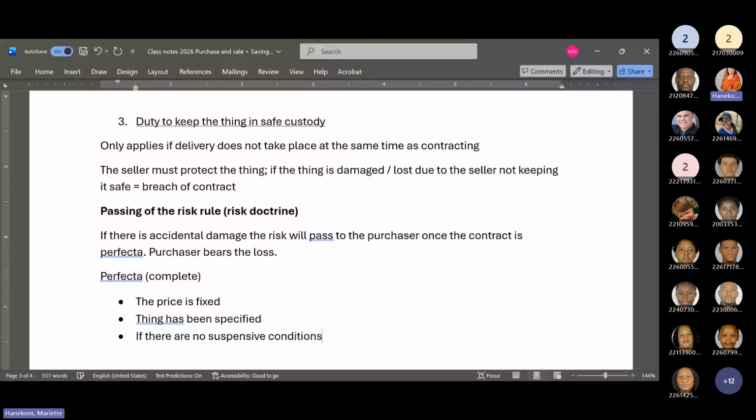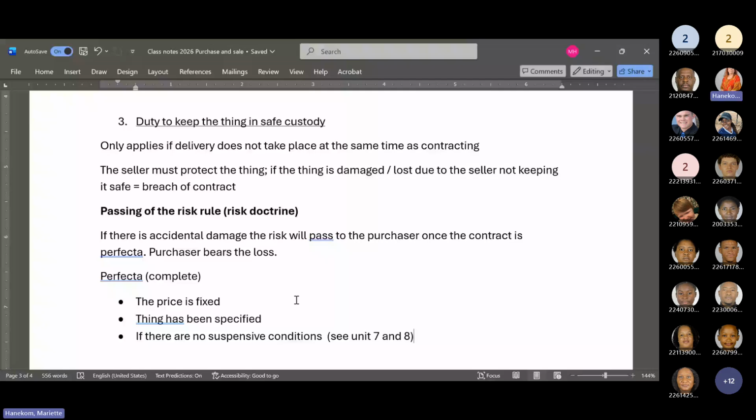What is a suspensive condition? Go back and do revision. It's discussed both in Unit 7 and Unit 8. So if those three requirements have been met, the price has been fixed, the thing has been specified, and there are no suspensive conditions, the contract is regarded as being perfecta, regarded as being complete.